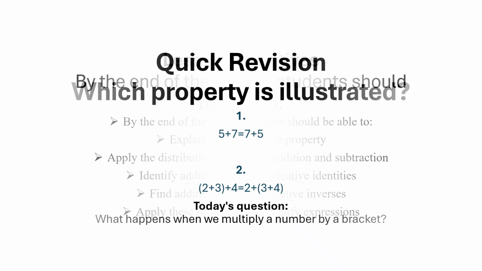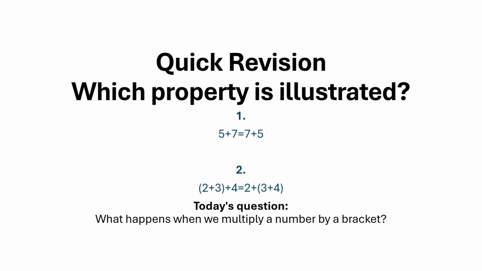Now, let's look at a quick revision of what we did in our previous lesson. We discussed how to find the commutativity of an expression. For example, 5 plus 7 will give you 12, and 7 plus 5 also gives you 12. This means that no matter the position, we end up getting the same answer.